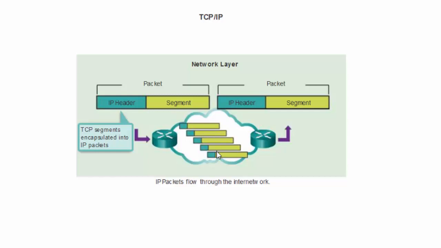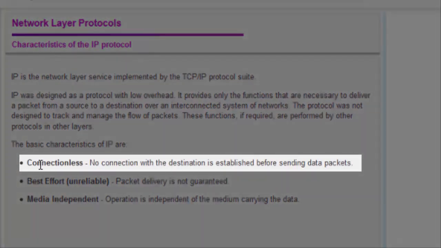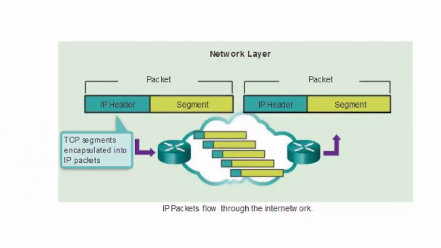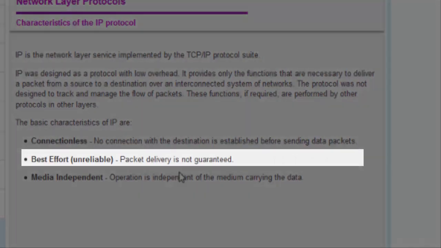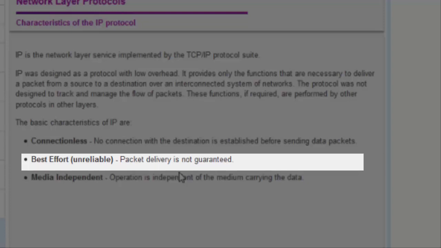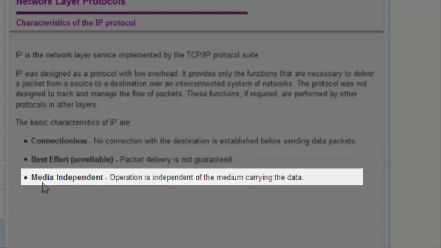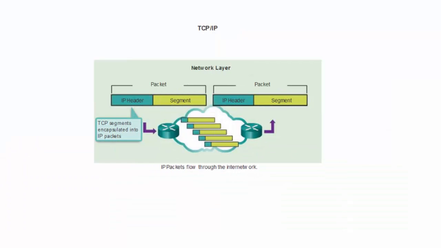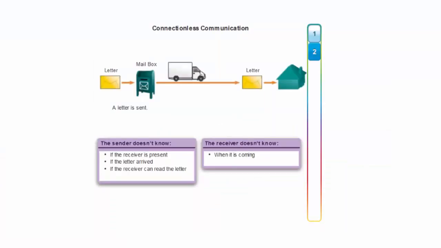Well, the IP protocol supports these three major characteristics. First, it's connectionless, in which case it does not establish any connection between the source router and the destination router, and that has some consequences. The first thing is that it's best effort, in which case it does not guarantee the delivery of the IP packets, and also it's media independent, in which case it doesn't really deal with medium issues, and it doesn't care which medium is being used because this is the functionality of the network access layer, as we have explained before. So we'll explain these three major characteristics for the IP protocol.